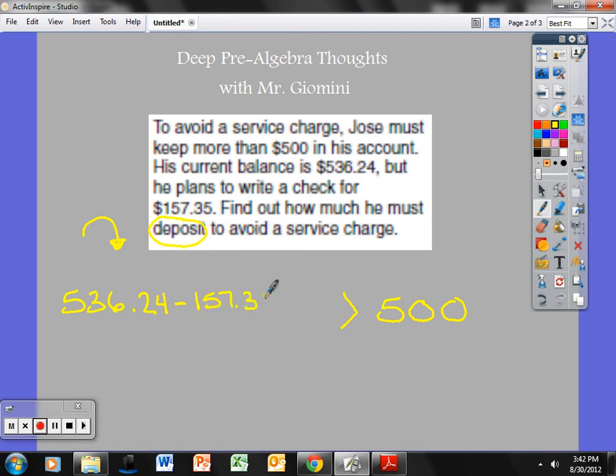Now, what he's going to have to do, I'm going to put that in parentheses, is, once he makes this check, run to the bank and deposit some money so he can cover it, so he doesn't get a penalty for having below $500. So he's going to have to add D for his deposit. First thing I'm going to do is subtract these two.